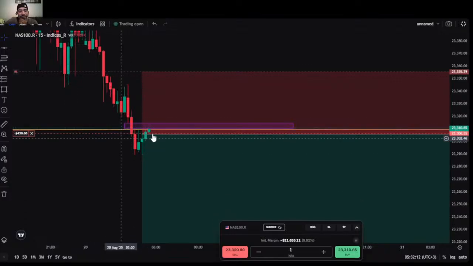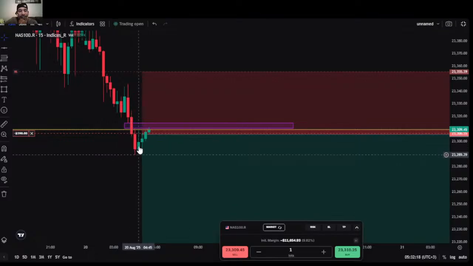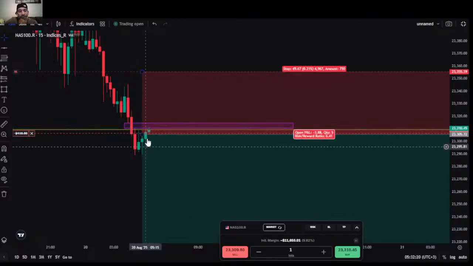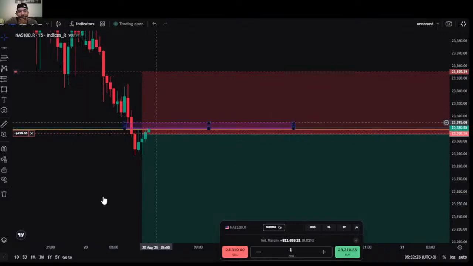But this level should respect here because you see we came down to the 15-minute. You see the breakout below the yellow line here, and now we're coming up. As we break out, we come up to retest to continue down. But the market does what it wants.